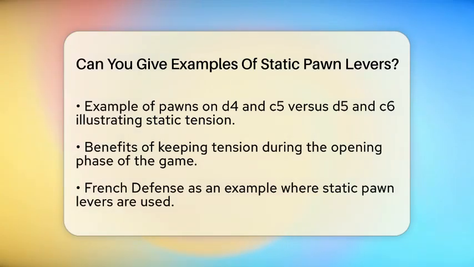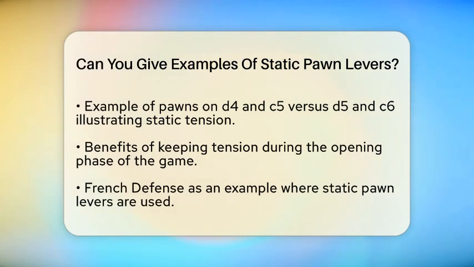For instance, consider a position with pawns on d4 and c5 against an opponent's pawns on d5 and c6. Here, you might choose to keep the tension instead of exchanging immediately. This decision allows you to develop your pieces while preparing for potential pawn breaks later.